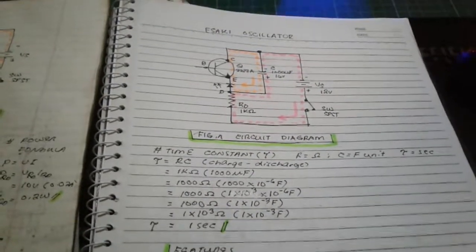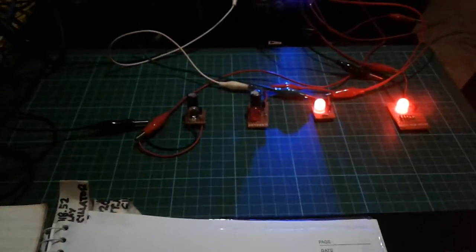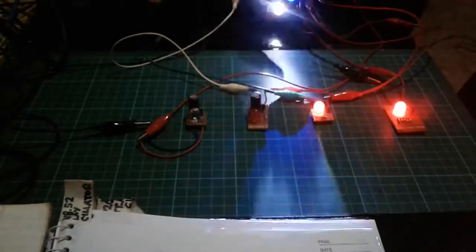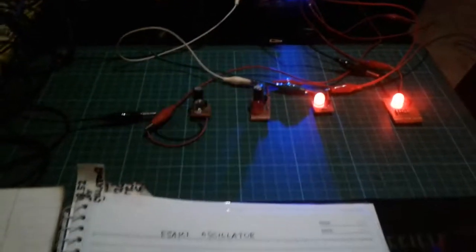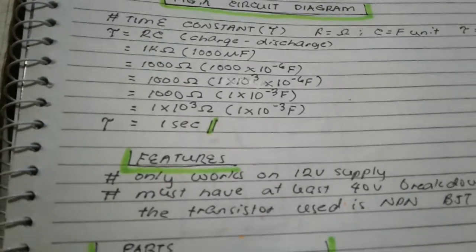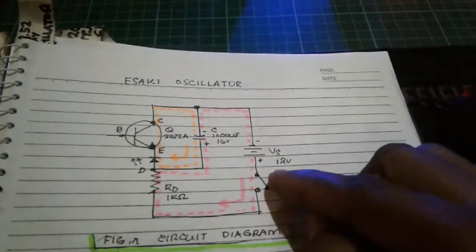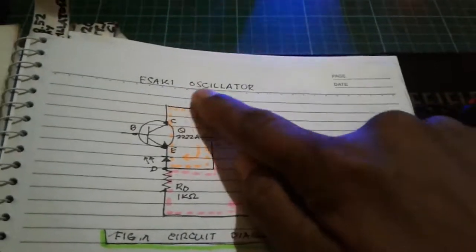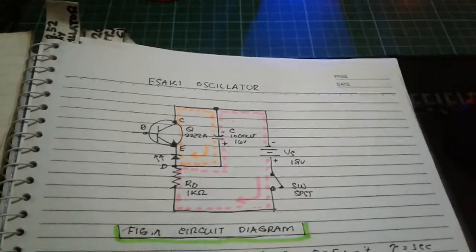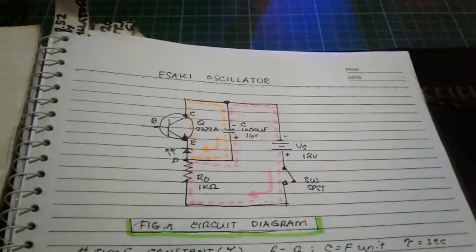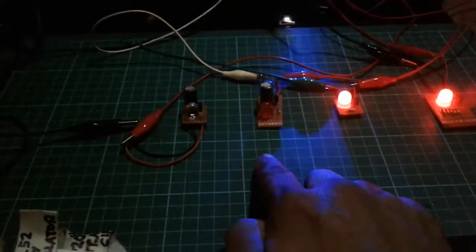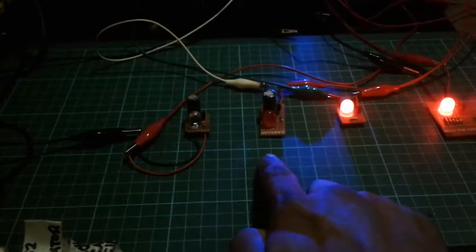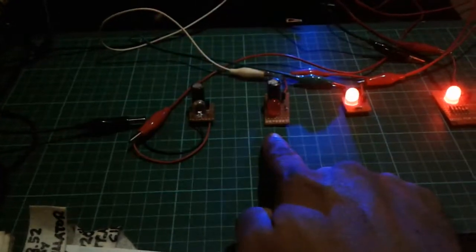So it takes 5 time constants to fully charge the capacitor, but it charges and discharges so quickly because that is the effect of the negative resistance of the circuit here. One of the features of this circuit is it only works on 12 volt supply. So in this circuit we can only use 12 volt supply to make an Esaki oscillator. Esaki is the inventor of this design, and this is just like a simple LED flasher using only a capacitor, a resistor, and an LED.